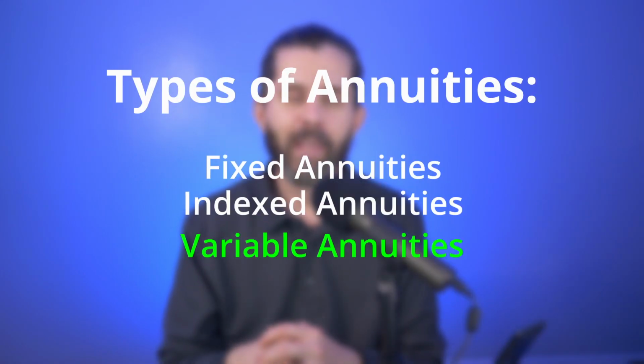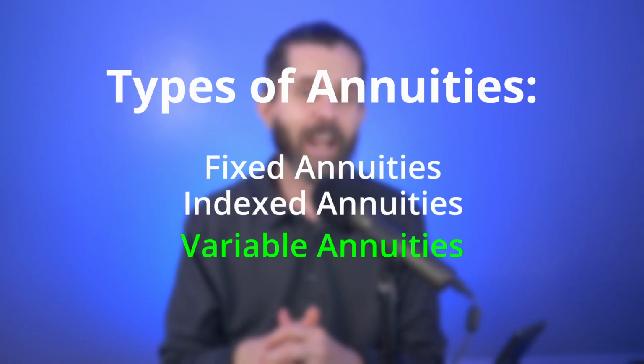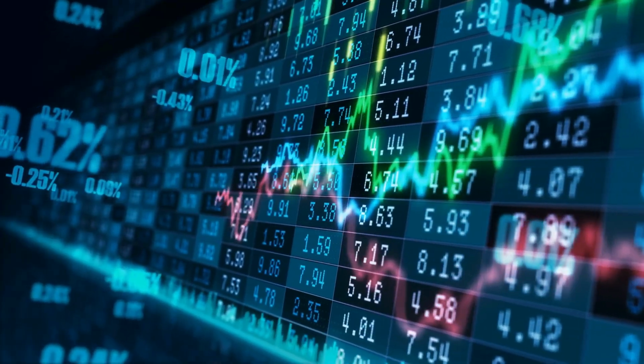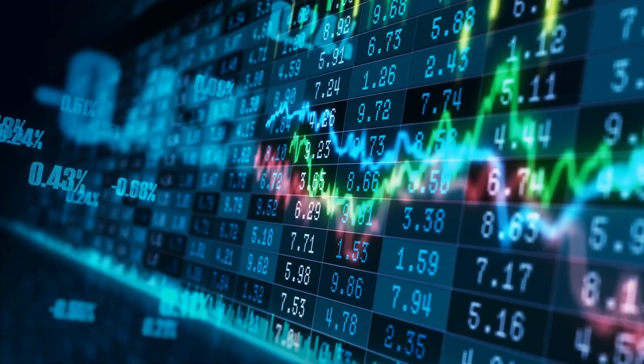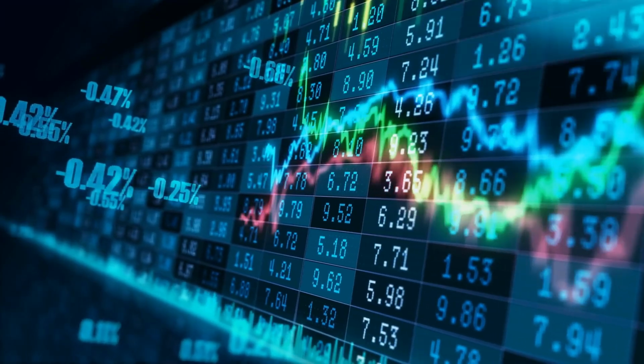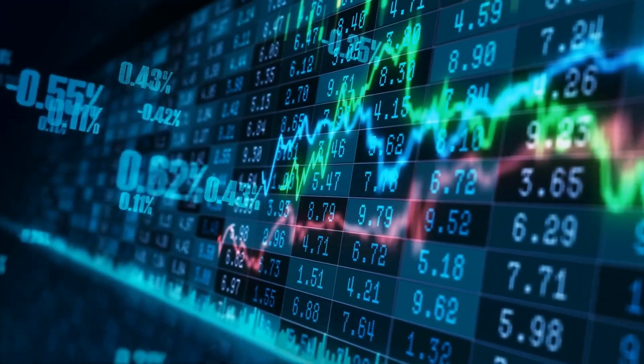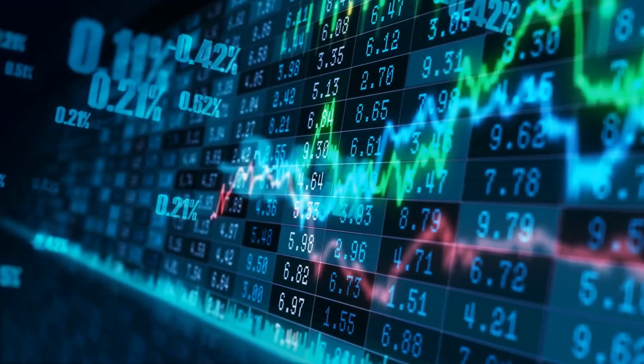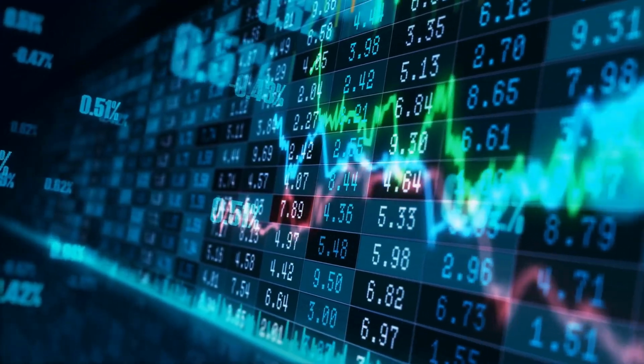The third and final macro type of annuity is a variable annuity. Now, variable annuities are those that are actually invested completely in the market. They can be invested in ETFs, mutual funds, different types of funds like that, so you can actually have a loss in a variable annuity. However, if the market goes up 10, 20%, you get to have the full gain as well. So the risk-reward ratio in a variable annuity is much higher.